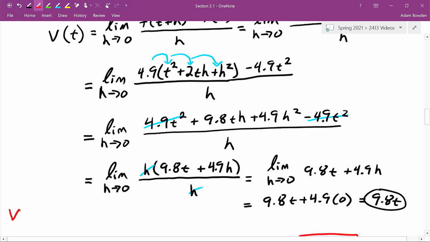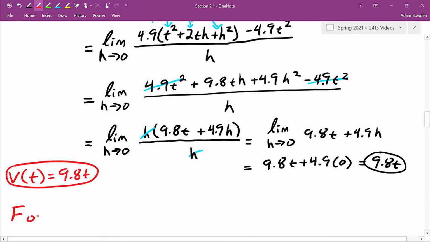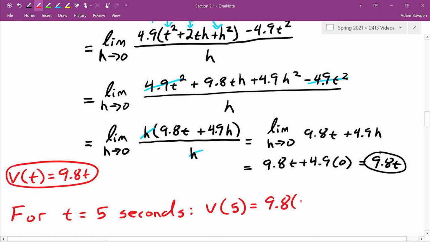So this is our instantaneous velocity function. v of t is equal to 9.8t. For t equals 5 seconds, like it mentions above, we can calculate v of 5, which would be 9.8 times 5, which is equal to 49. And so that'll be velocity in meters per second.